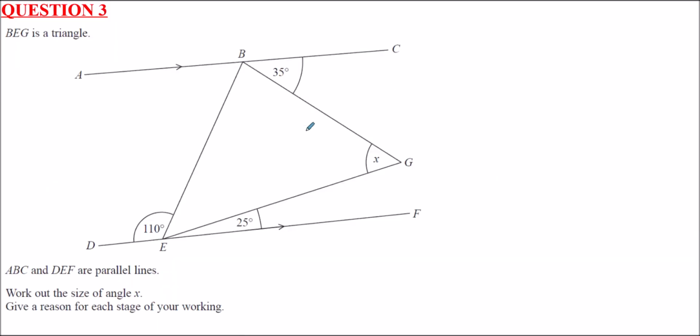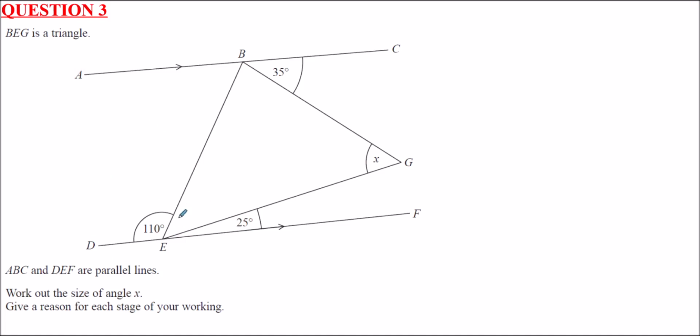Question 3, we have a triangle BEG. A, B, C and D, E, F are parallel lines. Work out the size of x and give a reason for each stage of your working. So here what we need to do is we need to remember the laws for angles on parallel lines, and we can start, to be honest, wherever we want. So what I'm going to have a look at here is thinking about what we can add in, what we don't already know.